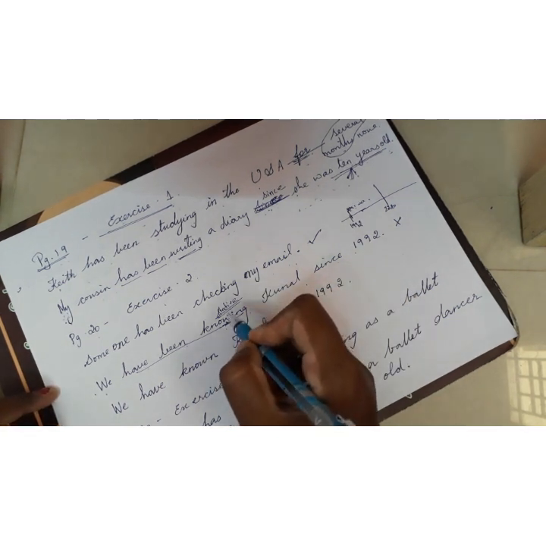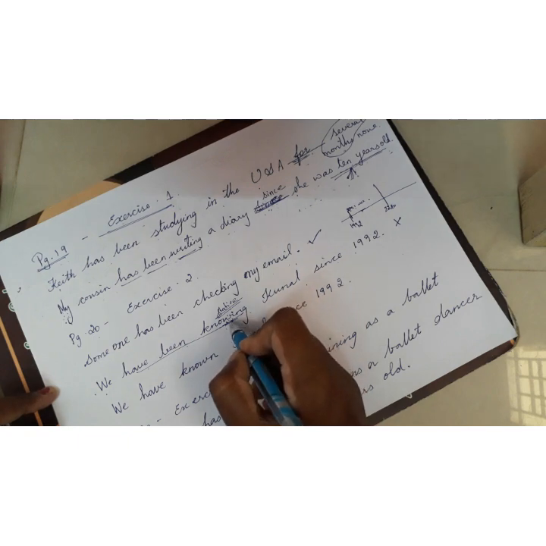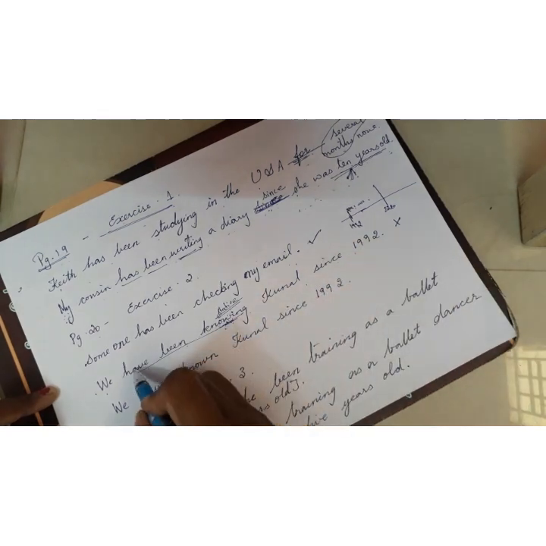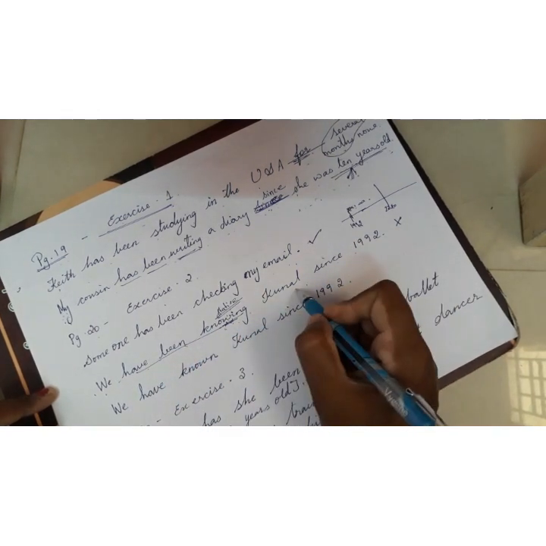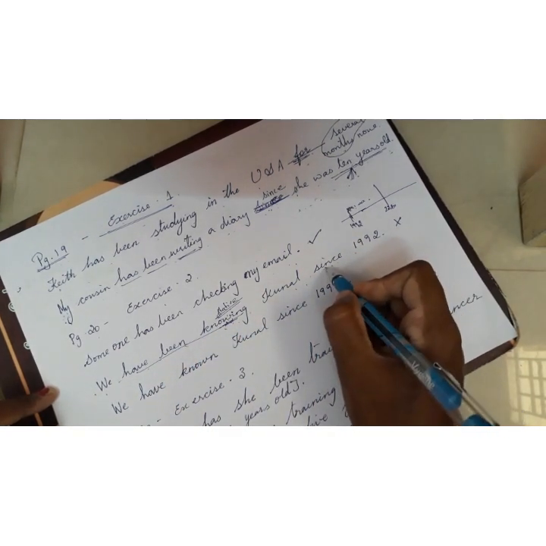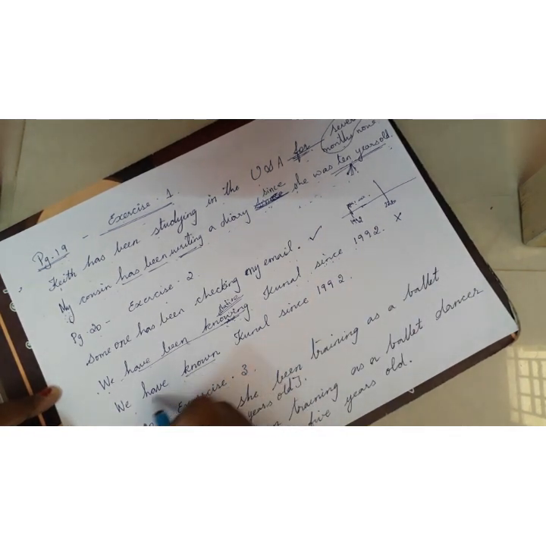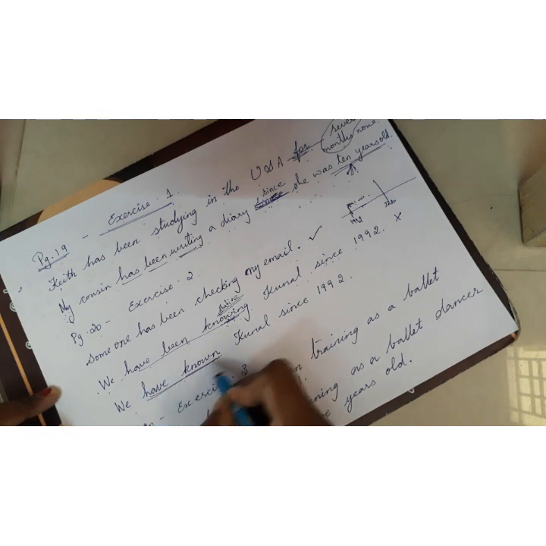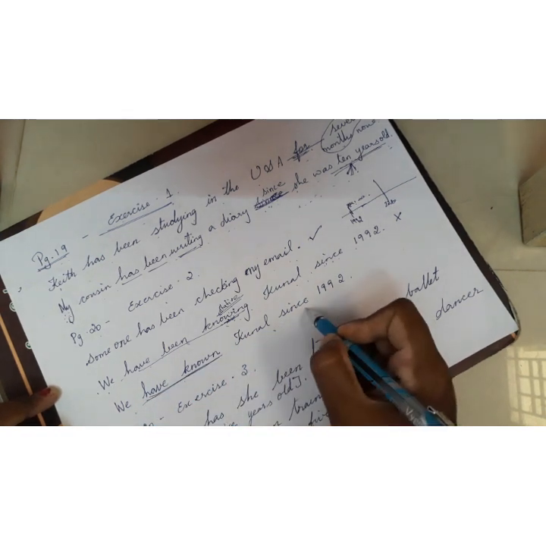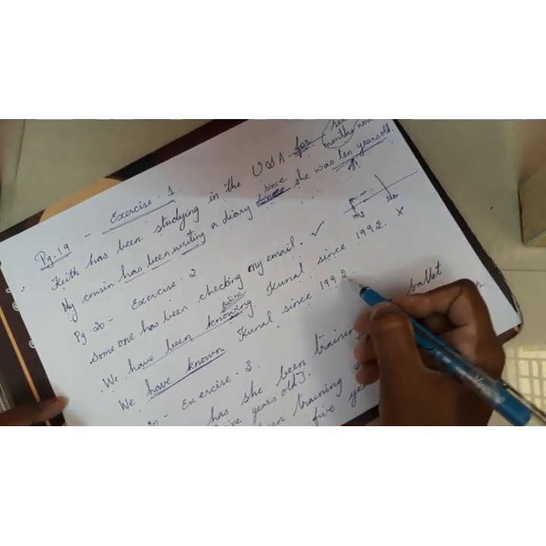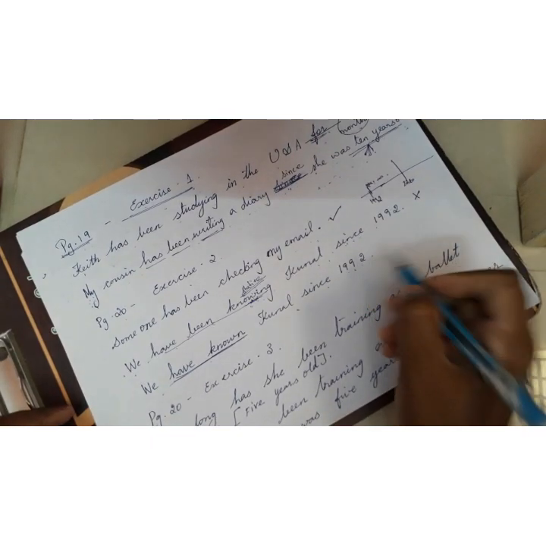Okay, my dear children. Okay, clear? Right, I will explain some more examples in upcoming videos. See, "We have been knowing Gunal." So here how it should be answered, my dear children. Right, "We have known Gunal since 1992." Okay, can you understand?